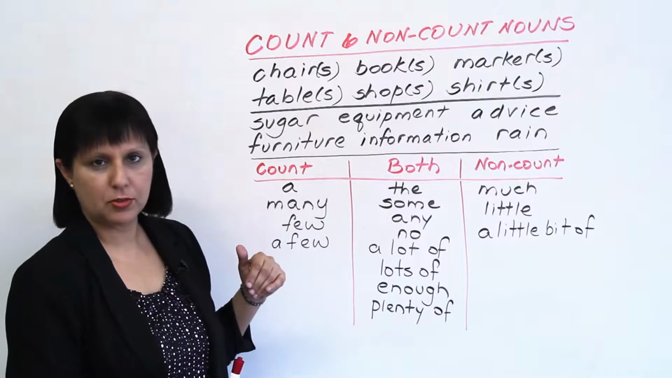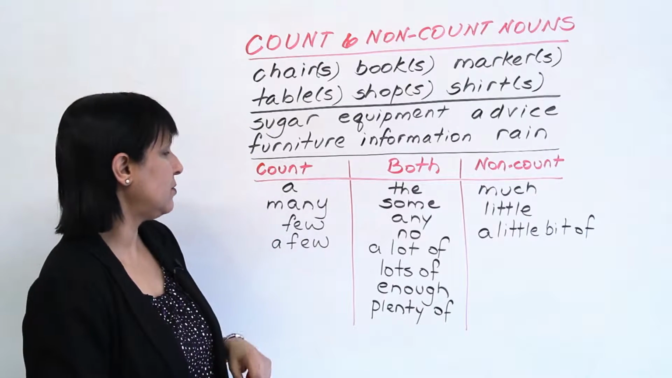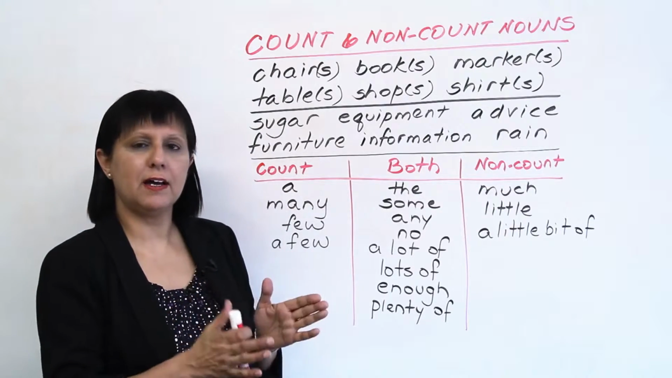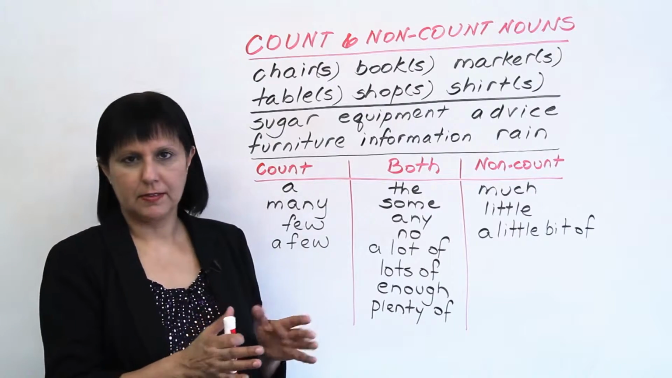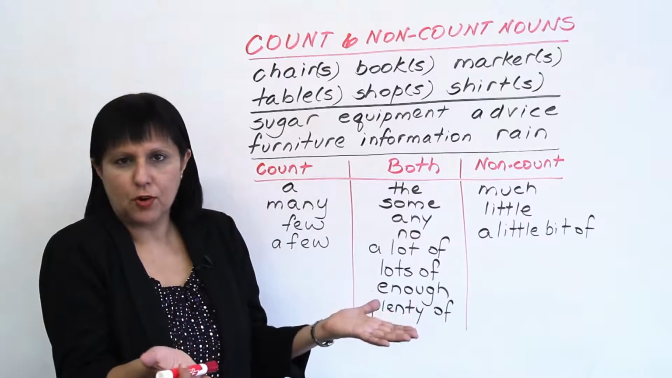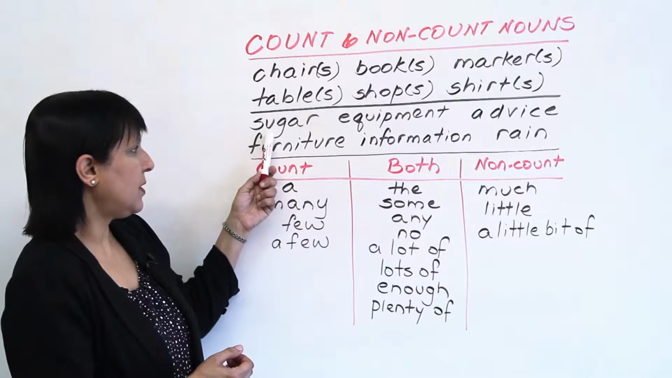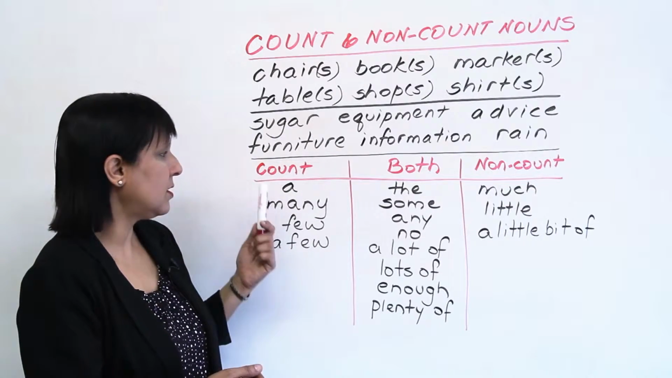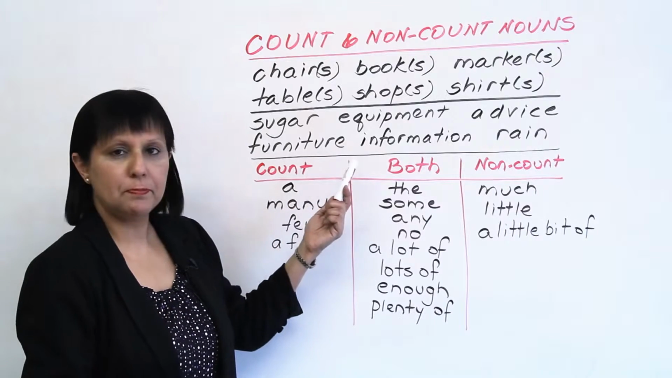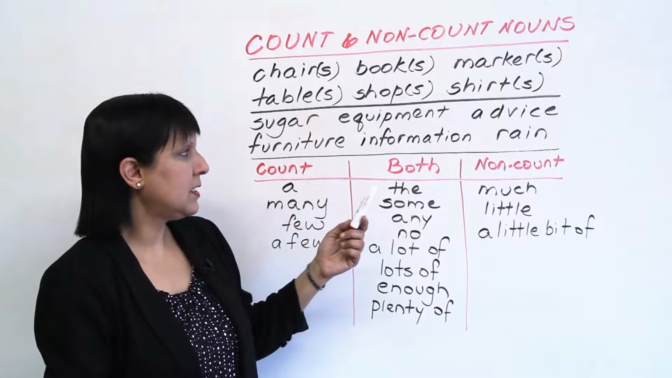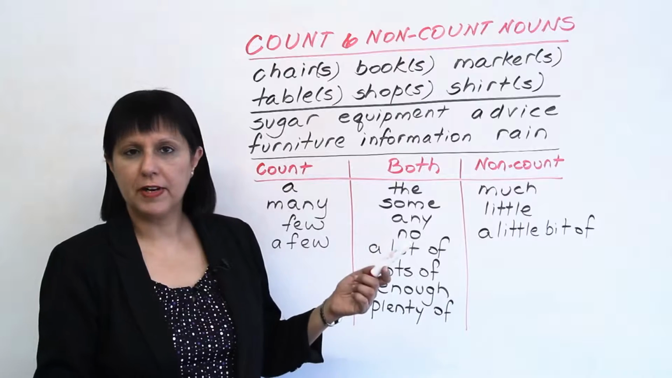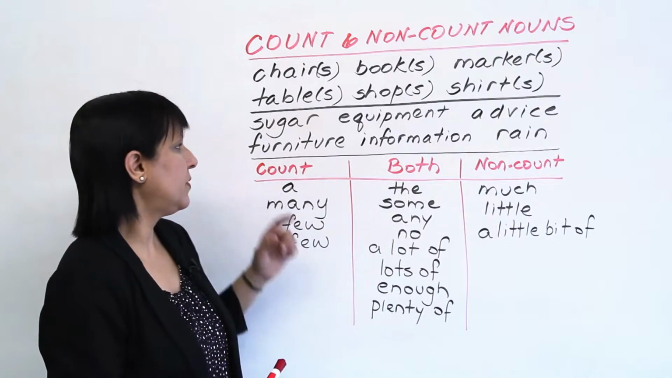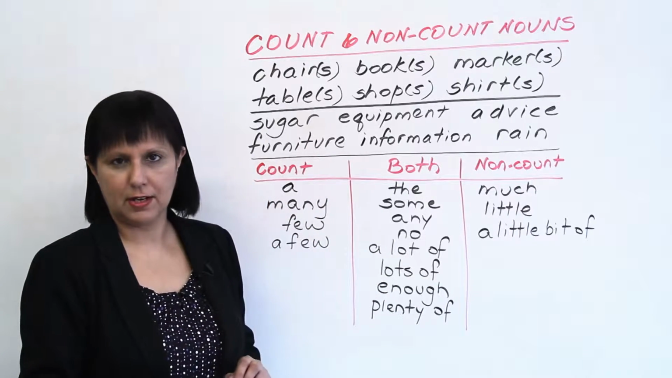So those are the countable nouns. The uncountable nouns or the non-count nouns are ones which only have the singular form. They don't have a separate plural form, okay? So we can't say sugar and sugars. We can only say sugar, furniture, equipment, information, advice, or rain. Okay? So these are examples of non-count nouns.